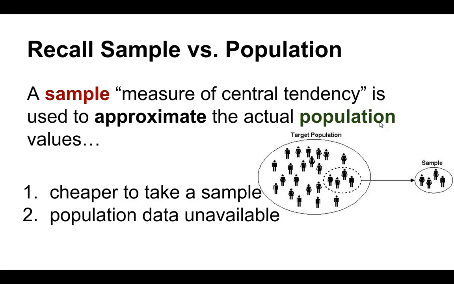Okay, so first things first. Let's recall the difference between the sample and the population. So when we take a sample, we're measuring central tendencies, or we're measuring other statistics, and we're trying to approximate actual population values. Now, why would we do that? Well, it's much cheaper to take a sample, and quite frequently we simply cannot get population data. It's simply impossible.